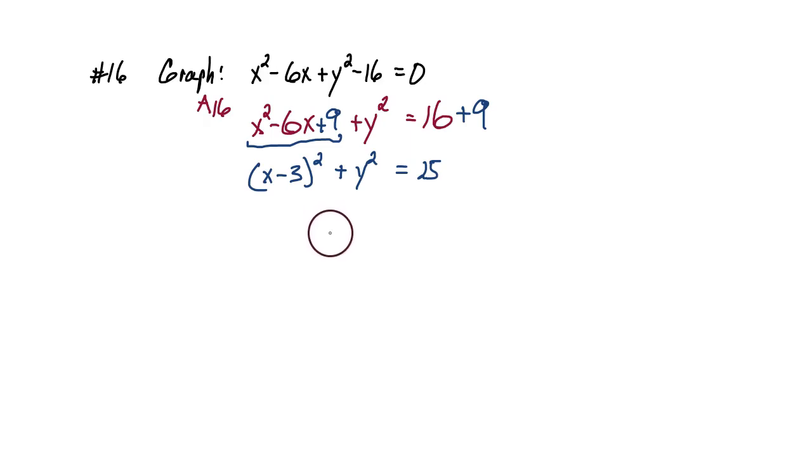Which equation form does it fit? It's got the x squareds and y squareds, and it's got a plus sign. Is it a circle or an ellipse? Which one is it? It's a circle. The center of the circle is (3, 0), and the radius is 5.